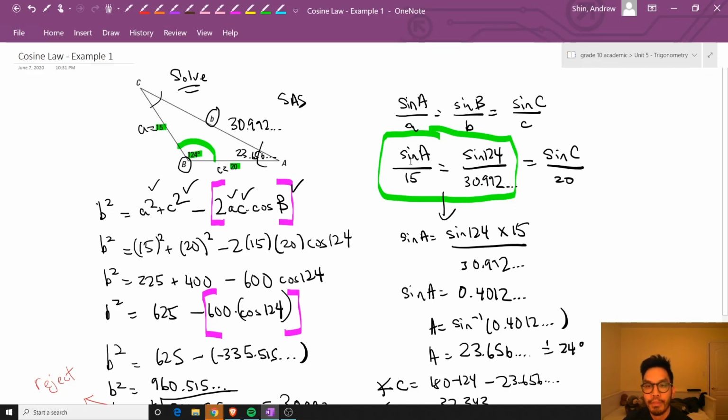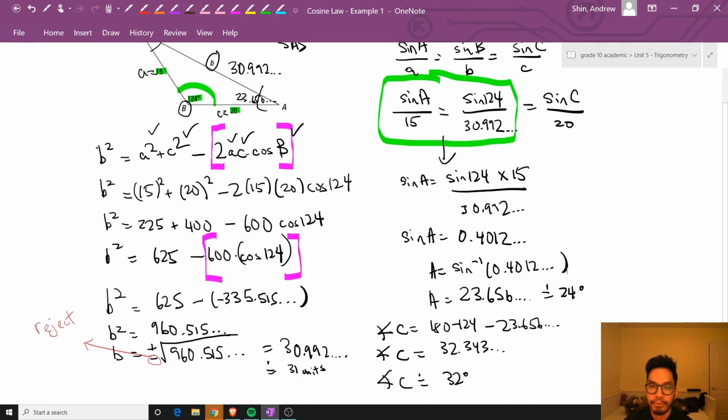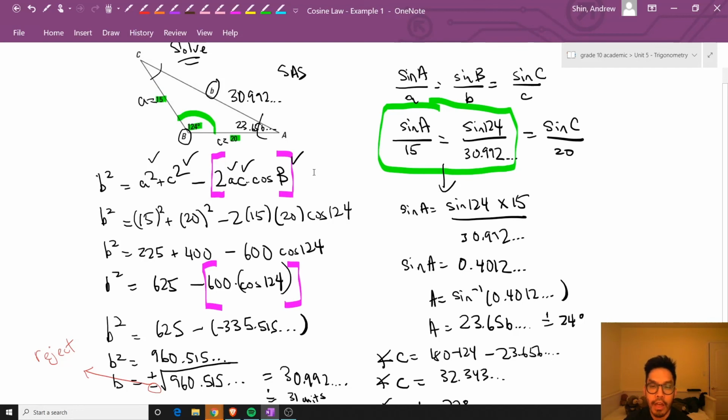Once we have this angle side pairing, we can solve for big A, angle A, or we can solve for angle C, but we chose A, making sure you multiply by 15 and making sure to remember to sine inverse both sides. Get that angle, and then use the fact that angles add up to 180 to find out that third one.